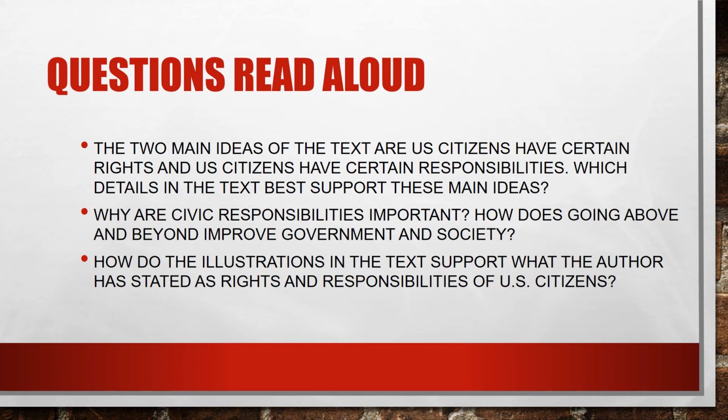So the text is divided into two different sections. You get to learn about the different rights we have because we live in the United States, and then you also learn about the different responsibilities we have because we live in the United States. So what details within the text can you find? What pieces of text evidence are there that help support both of those main ideas? You're going to need to at least give one piece of text evidence for each main idea, but I'd love if you could even give me some more than that, maybe two for each.